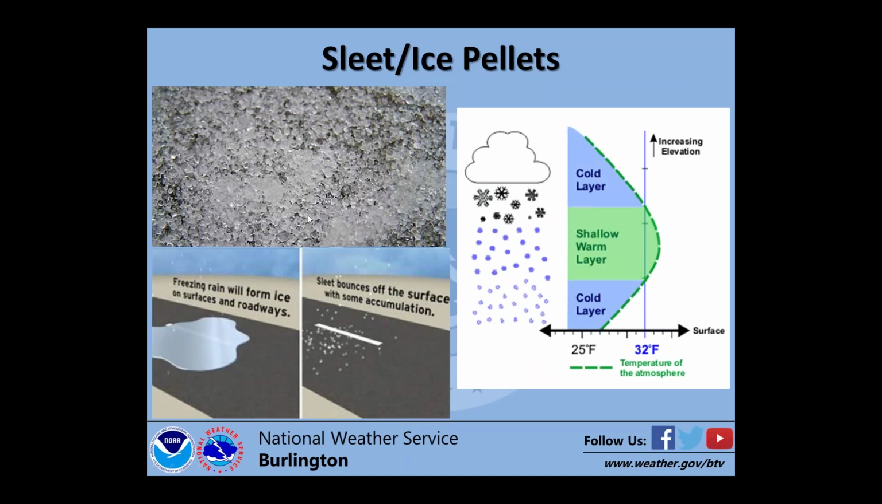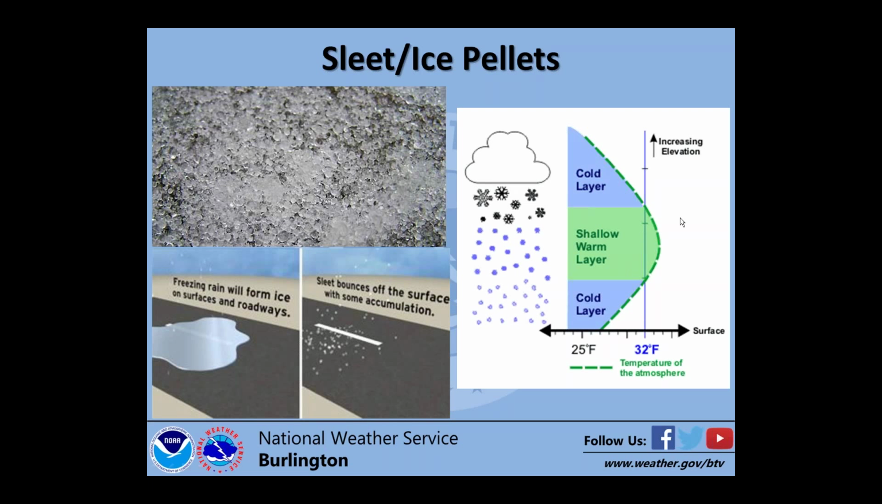It really is just little tiny ice balls, and one thing to keep in mind looking at the image on the bottom: freezing rain will form ice on surfaces and roadways, while sleet bounces off the surface. So as you look at the graph on the right-hand side, just a shallow warm layer of air is enough to have some melting, and then you go back into the cold and it starts to refreeze and literally bounce off the ground when it hits the ground.